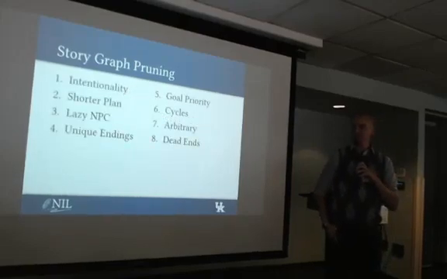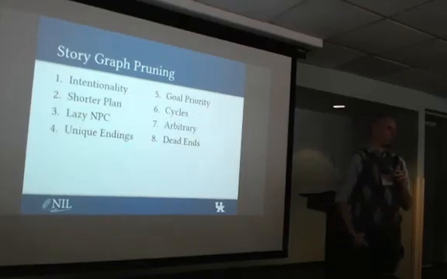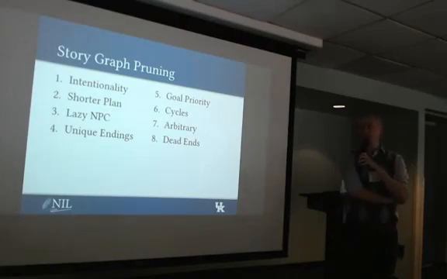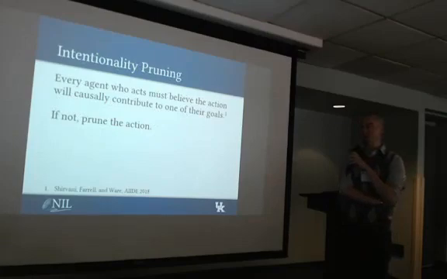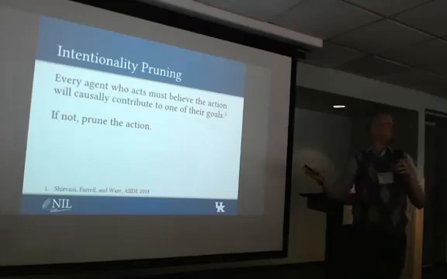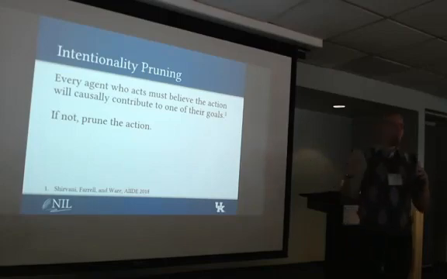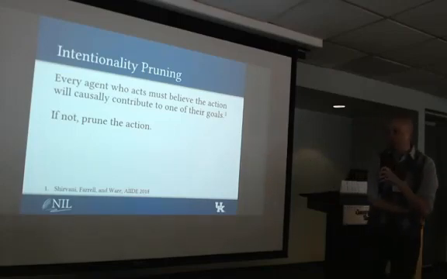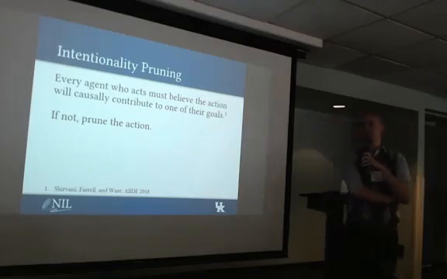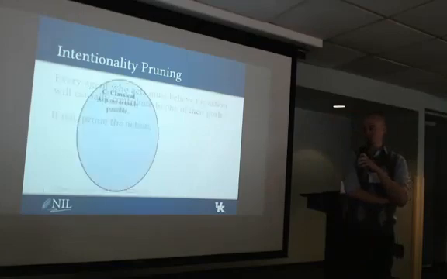Okay, so we did 8 kinds of pruning on this graph to get it down to the final story graph, and I'm just going to talk briefly about some of these. Obviously the details are in the paper, so I'm going to take this chance to highlight some of the weird, interesting bugs that we found and why we did things this way and why we did it in this order. So the first thing, this is where most of the real intelligence comes into our system, is we want to make sure that every agent who acts believes that that action is going to causally contribute to one of their goals. Otherwise, we're going to prune that action.